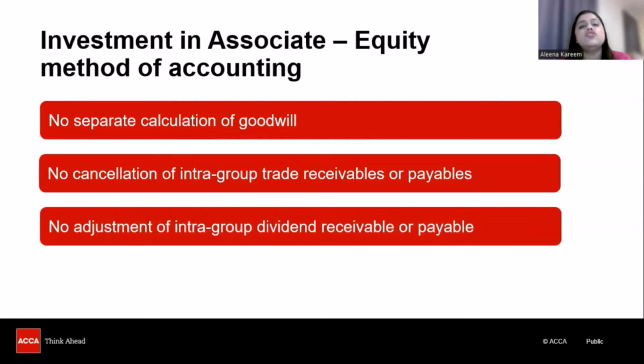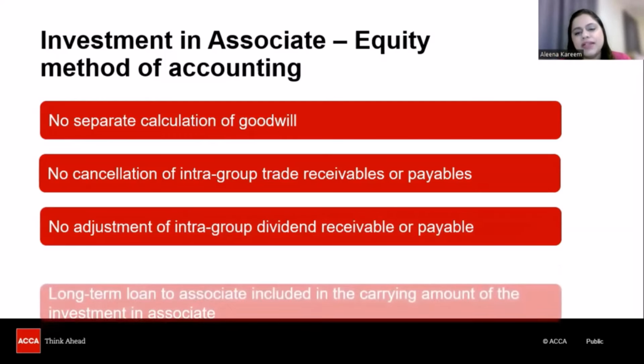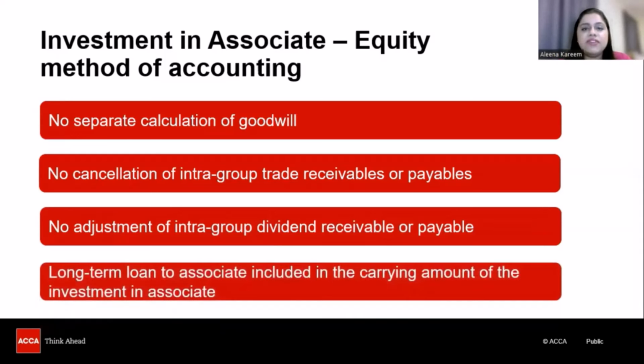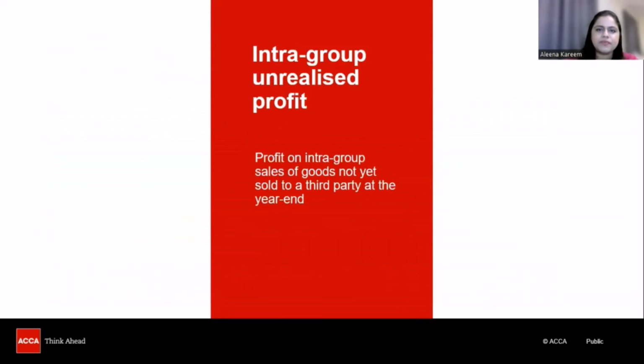So you need to leave the balances as they are, because there is no line-by-line addition, so there is no cancellation also. Again, if there is a dividend receivable or payable, remember, dividend income we adjust, but no dividend receivable or payable is adjusted over here. Why? Because there is no line-by-line addition taking place. Associate is showing its own working, so we keep them both separate. We do not cancel off any assets with the liabilities. And even if there is a long-term loan that has been given to the associate company by the parent company, that is also going to be a part of the investment in associate rather than showing it separately.